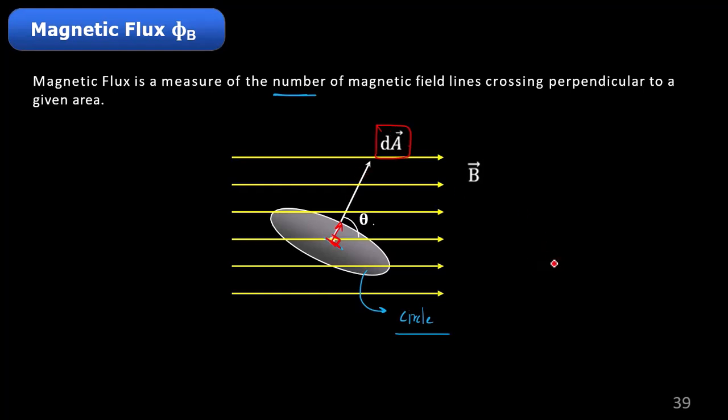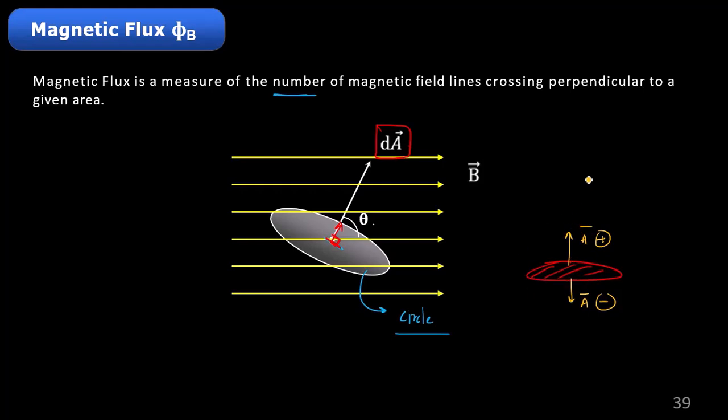Let us say I am taking this circle. Okay. So the direction of the area vector may be either vertically upward, this is the area vector direction, or downward. If I take upward as positive, then downward should be taken as negative.